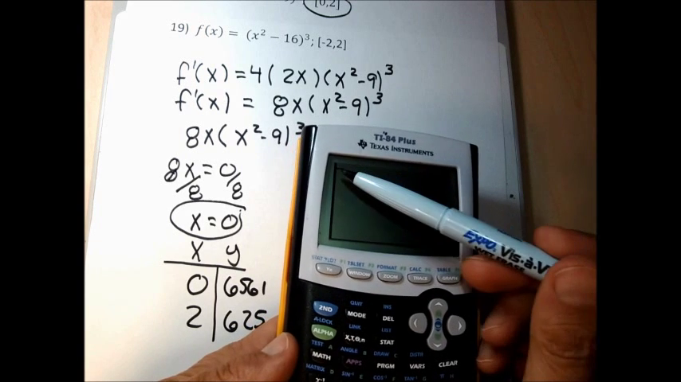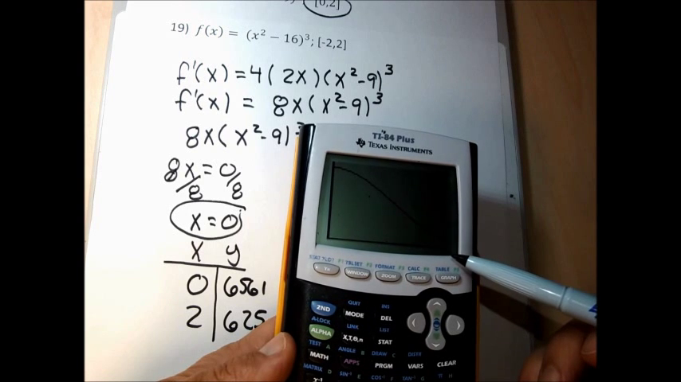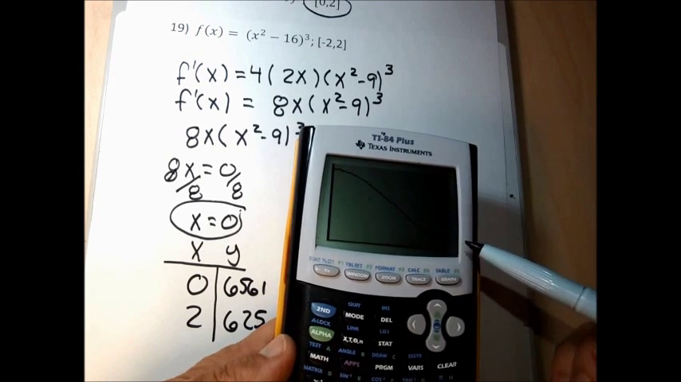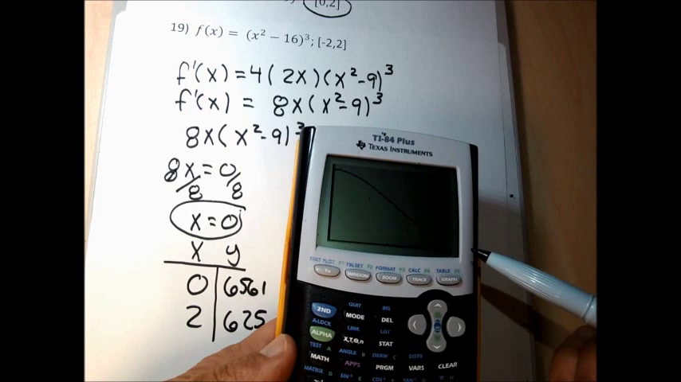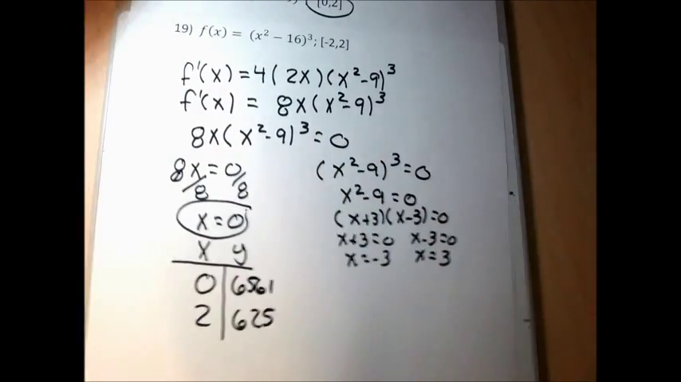And so you have an absolute max there of 6561. It occurs at x equal to 0. You have an absolute minimum of 625. It occurs at x equal to 2. And nothing between is a high or a low point. The highs and the lows would occur at 3 and negative 3, but those aren't in this window, so I'm not worried about them. So I'm ready to write my answer.